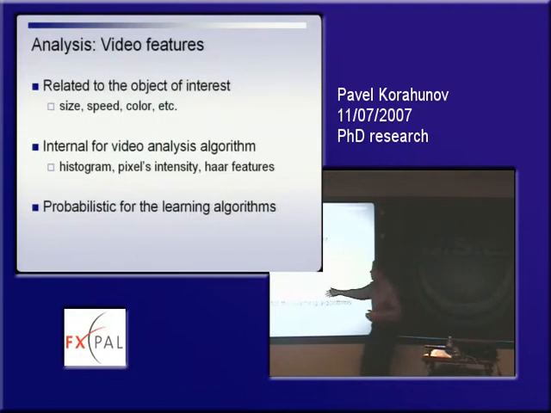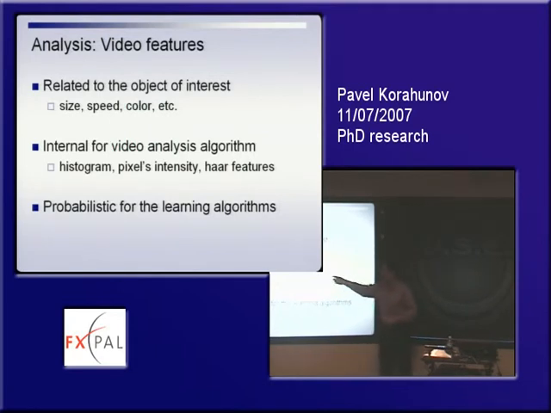We have divided them into three categories. First is something related to the object of interest which the algorithm is looking for, such as size of the object, speed of the object, color of the object, which affect the accuracy of the algorithm. At the same time, these properties are affected by video adaptation: the speed is affected by dropping frames, the size by spatial resizing.